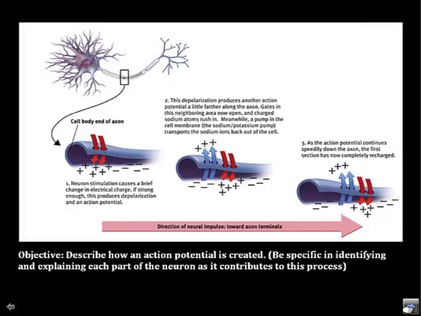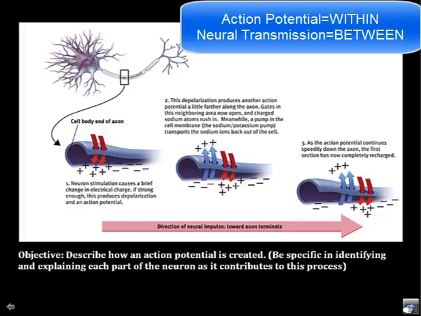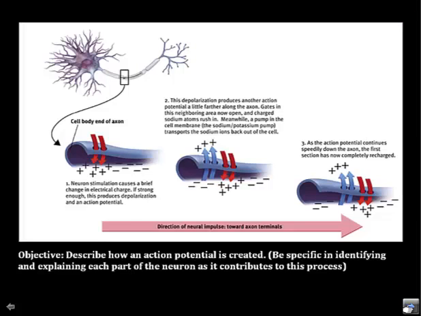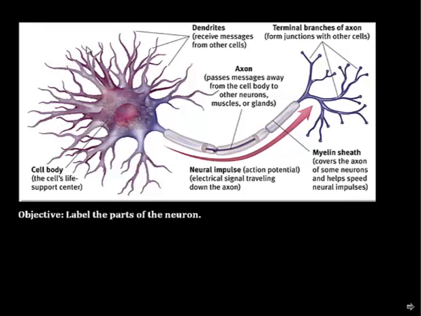Our next objective is to describe how action potential is created. Remember, action potential happens within a neuron. Neurotransmission is what happens between neurons. So you would not only have to know the parts of the neuron, but you have to know how they contribute to that process. Like I said, the dendrites bring the message in, so we've already talked about that.